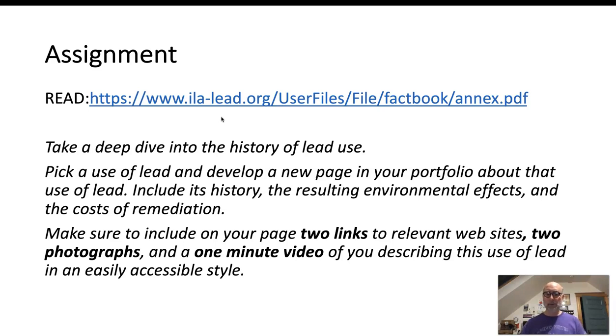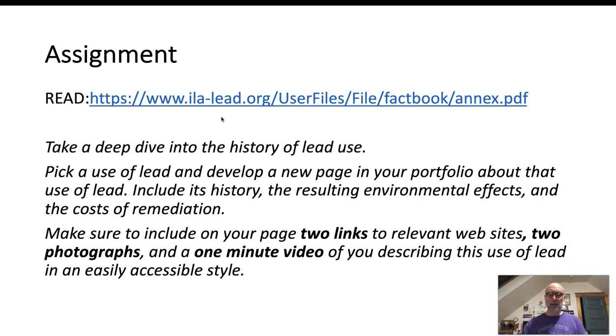And we want you to develop a new page in your portfolio about that use of lead. Tell your readers something about its history. Tell them about its environmental effects. You can extend that out to the effects on people and communities if you'd like. And then talk to your readers about the cost of remediation. This is going to take some work on your part, some digging and research on the web to figure out how much it might cost if you're going to remediate, say, lead in soil, or lead paint on a house, or dispose of lead shielding that you're using for an X-ray lab.